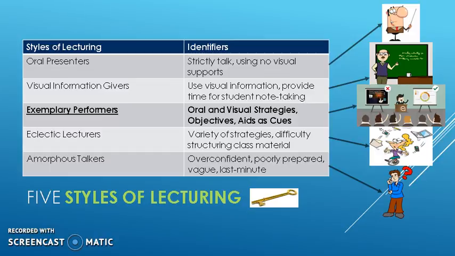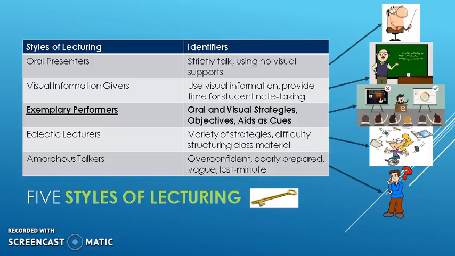The third is exemplary performers. They use both the oral and the visual strategies, objectives, aids, and cues, and is the most comprehensive form of lecturing that includes all the different approaches and styles. We also have eclectic lecturers, where a variety of strategies are utilized, but there's difficulty structuring some of the class materials, and you can also see the cartoon of the teacher juggling everything at once, not quite organized.